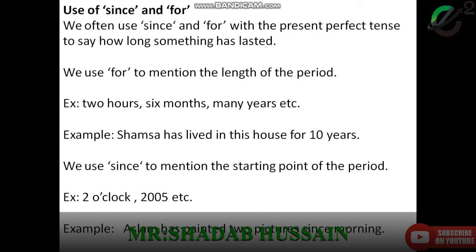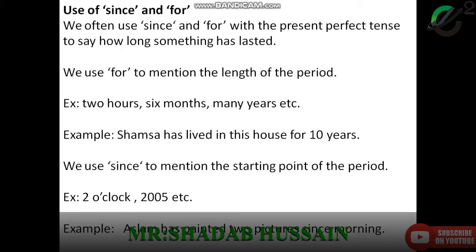Since and for जो है हम use करते हैं present perfect tense में किस लिए कि काम कितनी देर तक जारी रहा. We use for to mention the length of the period of time. For हम किस लिए use करते हैं? Length of the period of time के लिए.